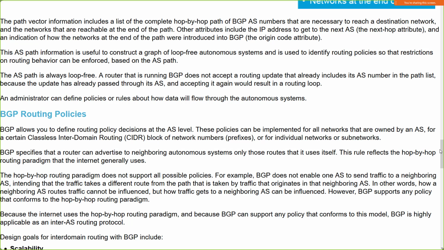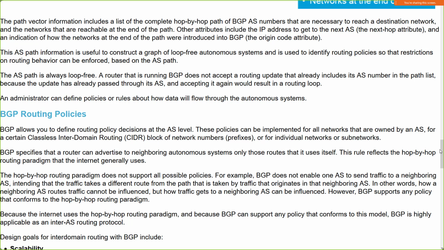The path vector information includes a list of complete hop-by-hop paths of BGP autonomous system numbers that are necessary to reach a particular destination. And the networks that are reachable at the end of the path would be what we're actually trying to get to. So we are routing to destination prefixes. We're just using policies and BGP attributes to make those routing decisions rather than a traditional or conventional metric. All right.